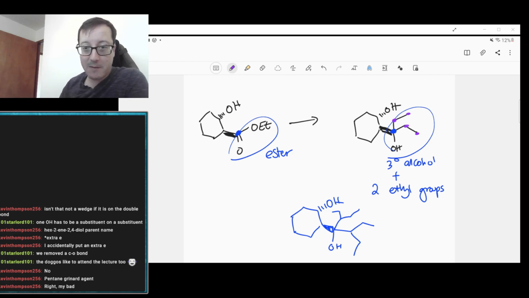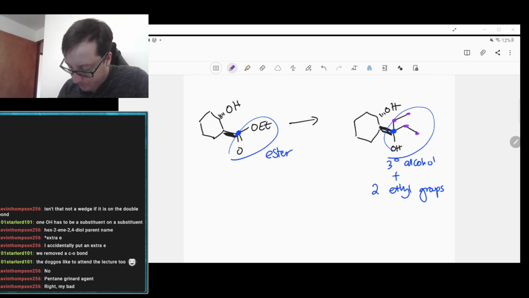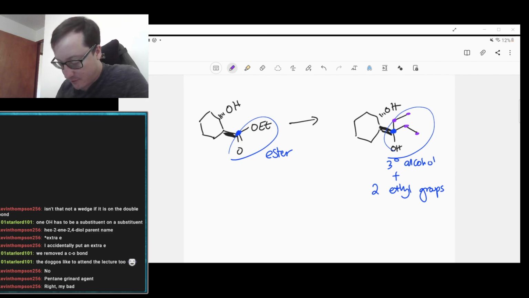I mean, don't worry about my bad. This is part of the process, right? Looking at these molecules and seeing, okay, what the heck is different there? It's sometimes hard to see which carbon is present in the product that's not present in the reactant. So with this, we see that we added two ethyl groups, and we started with an ester.